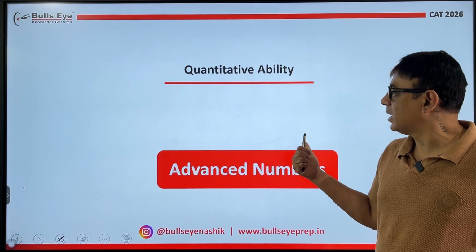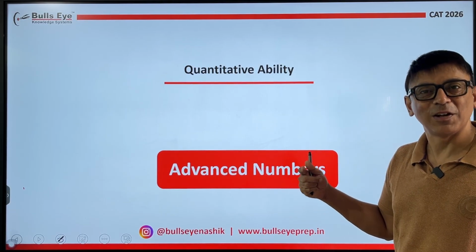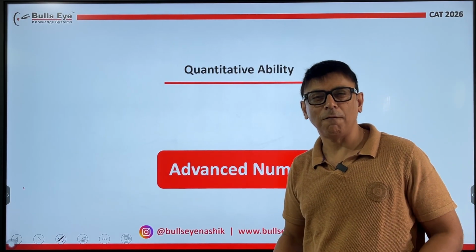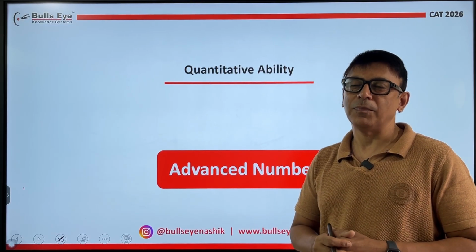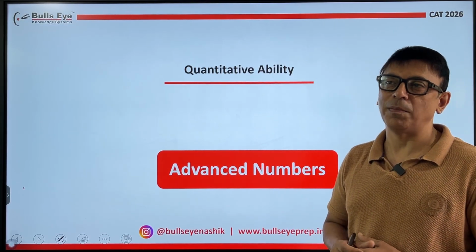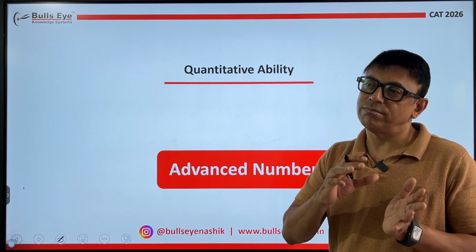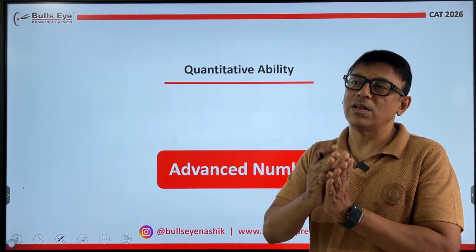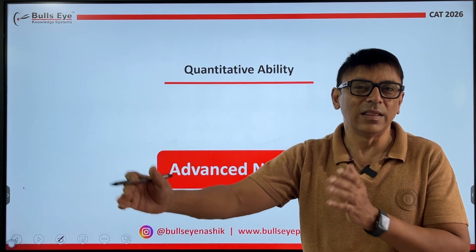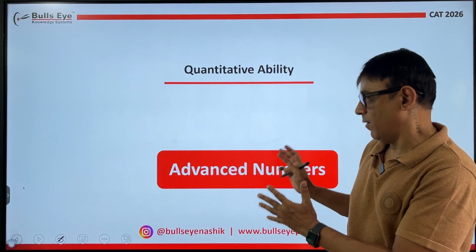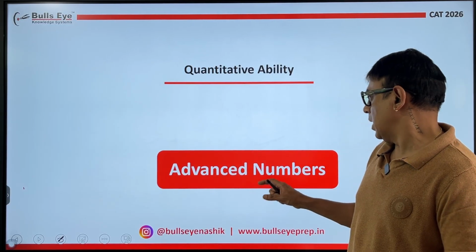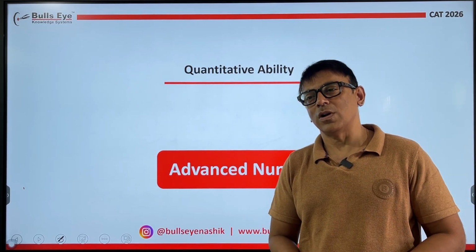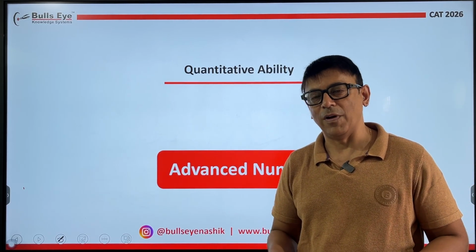Hi all, quantitative ability, and the topic that we're going to have is advanced numbers. A very important topic from the CAT point of view. In some books, it's a subset of arithmetic. Some books just extend it along with LCM, HCF, averages in that series. At Bullseye, we have made a separate presentation, a separate session of this. Advanced numbers is also called modern maths in some books or websites.